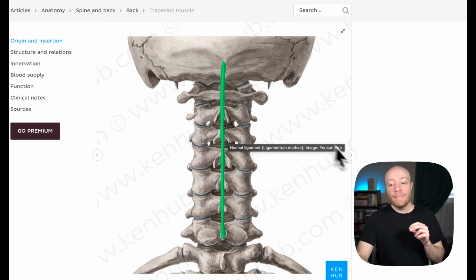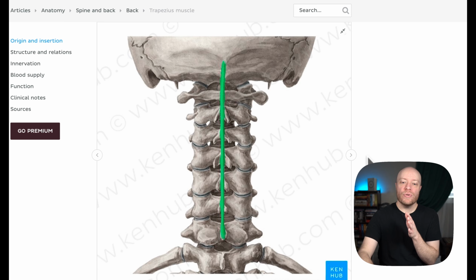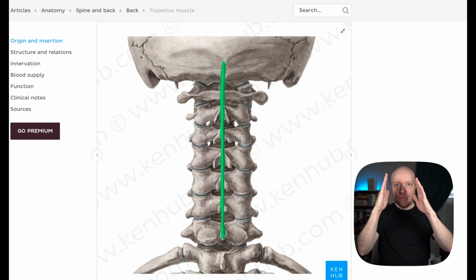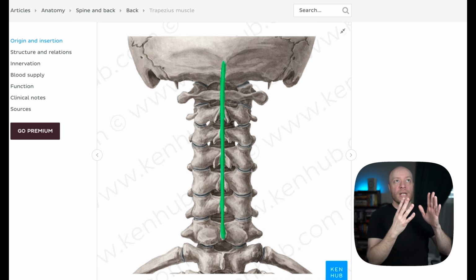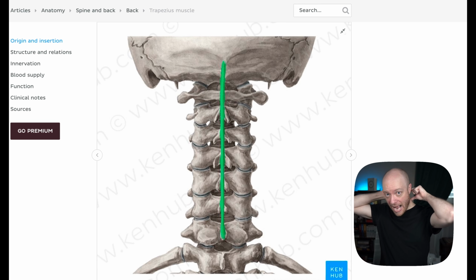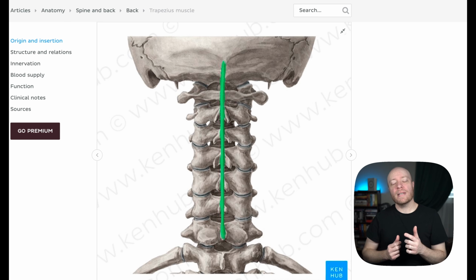So the nuchal ligament is this really dense piece of connective tissue. And what you're not getting from this particular view is that, if you could turn the head to the side, this actually has depth and width to it. So you could literally think like a sheet of connective tissue going from the back of your neck, like the back of the skin, all the way towards those spinous processes.